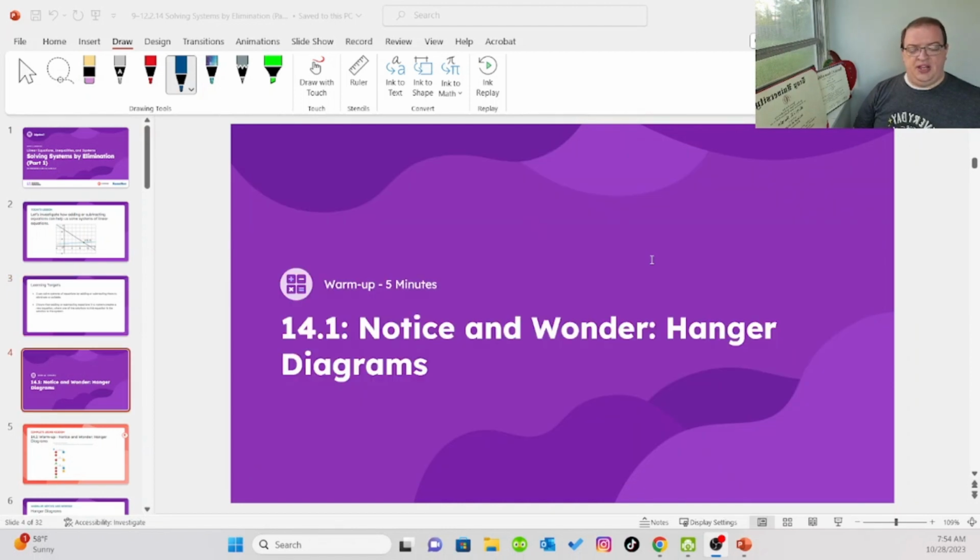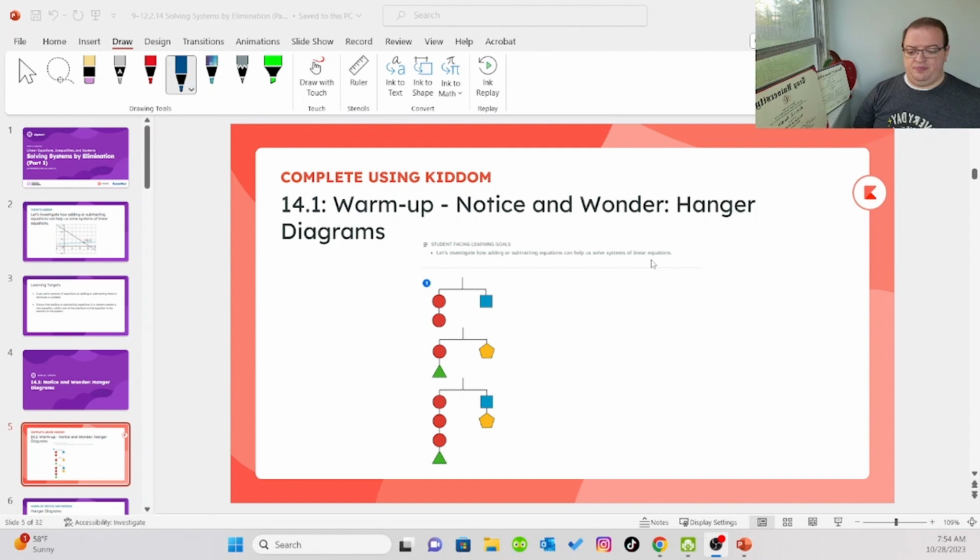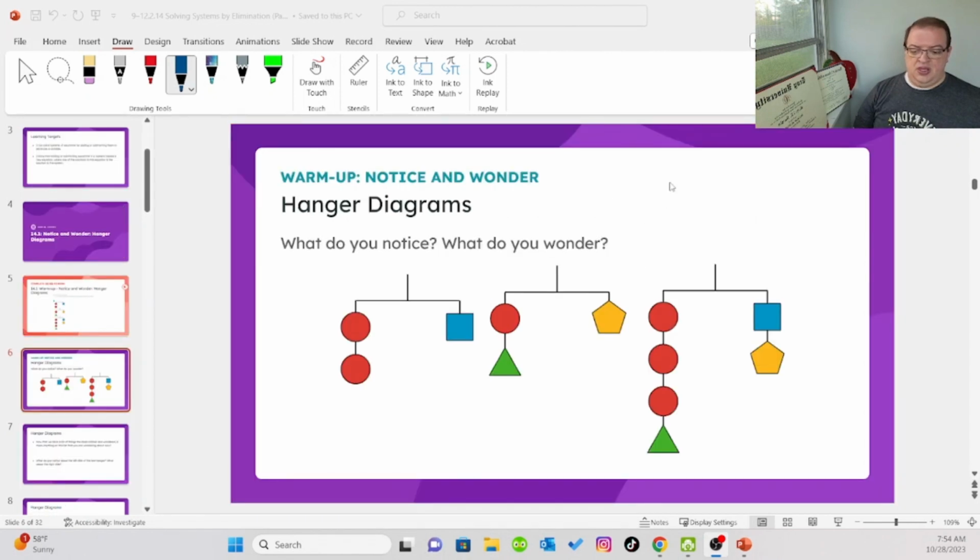Our warm-up today is 14.1. It's a notice and wonder titled Hanger Diagrams. So here we have three separate hangers. They want to know what you notice and what you wonder. So go ahead and pause the video, take a couple minutes, and see if there's anything that you notice or any questions that you have about them.